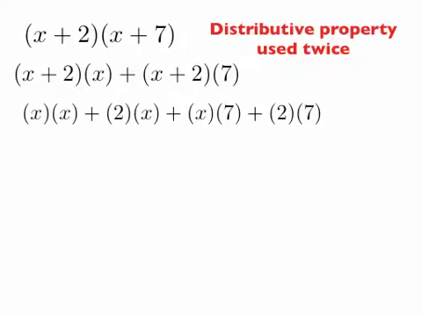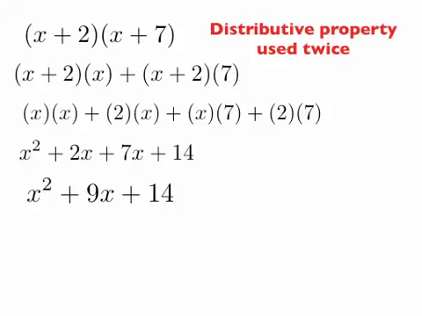Then we're allowed to use the distributive property again. This time we distribute the x in the first product across the x plus 2. So we have x times x plus 2 times x. And again, in the second product there, x plus 2 times 7, we can distribute the 7 across x plus 2. And we're left with four different terms, which we can then simplify. x times x becomes x squared. We combine the like terms, and we have our answer.